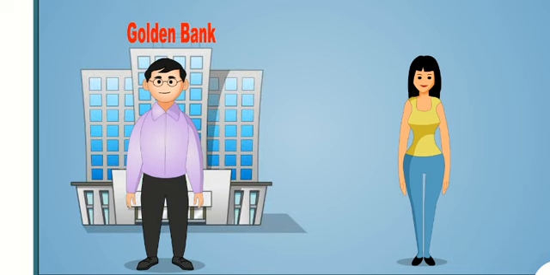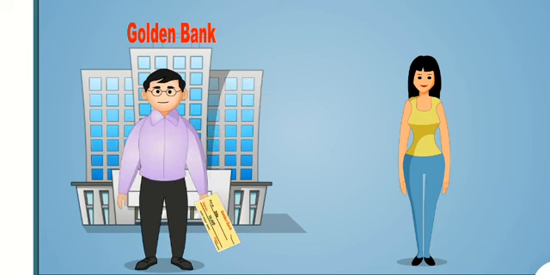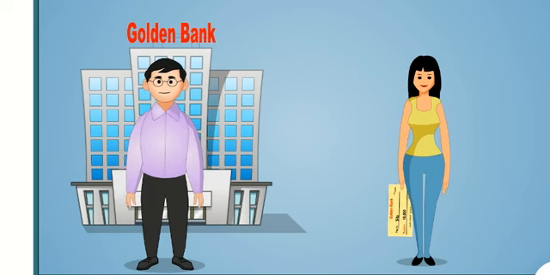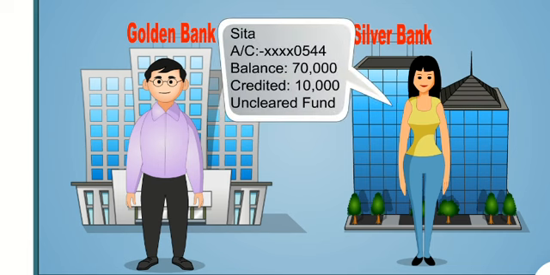Ram has an account with Golden Bank, and so Golden Bank provides him with a checkbook. Using this checkbook, he writes a check of rupees 10,000 and gives it to Sita. Sita has an account with Silver Bank. She takes the check from Ram and gives it to Silver Bank. Thus, the amount of rupees 10,000 appears in her account in Silver Bank as uncleared funds. This means that Sita is supposed to receive the money once the clearing process is complete.